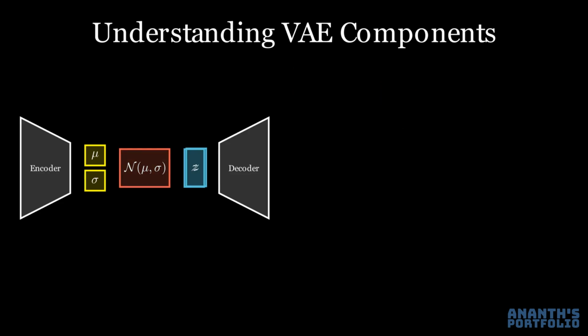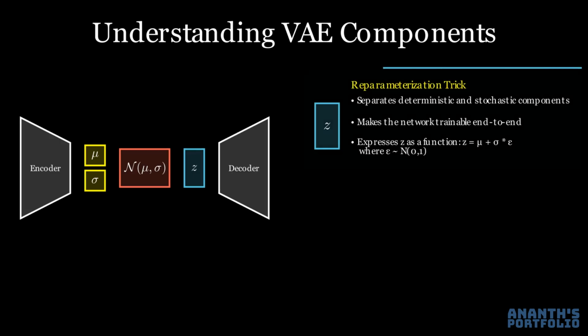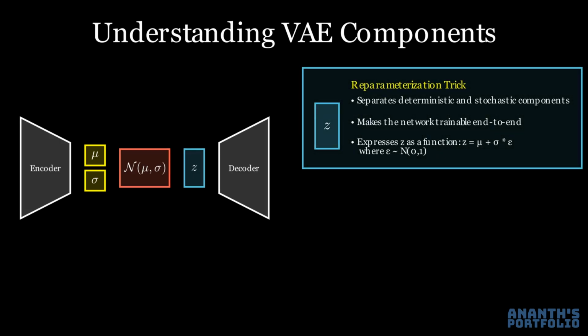To make this probabilistic approach trainable end-to-end, we use a technique known as the reparameterization trick. This trick allows us to separate the stochastic and deterministic components of our model. Instead of directly sampling from the learned distribution parameterized by mean and sigma, which would break backpropagation, we express the latent variable z as a function of both deterministic values and random noise. Specifically, z is computed as z equals mu plus sigma times epsilon, where epsilon is sampled from a standard normal distribution with mean 0 and sigma 1.